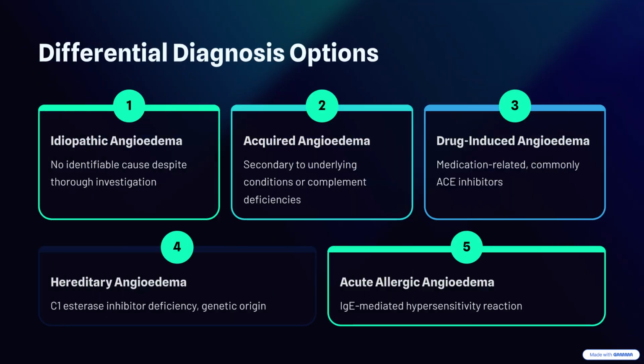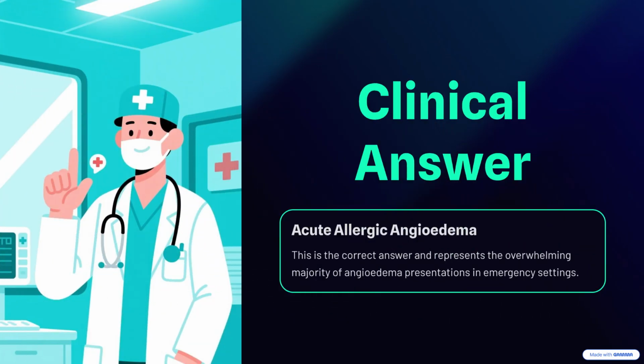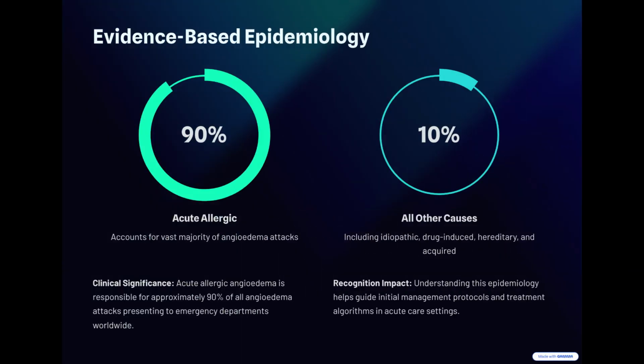Idiopathic angioedema, acquired angioedema, drug-induced angioedema, hereditary angioedema, acute allergic angioedema. Answer is E. Acute allergic angioedema. Acute allergic angioedema is responsible for 90% of attacks of angioedema.